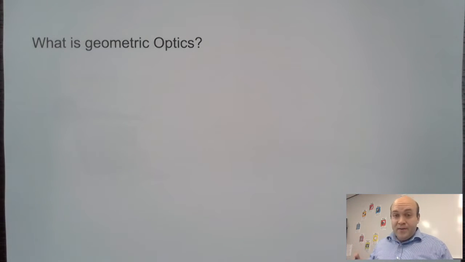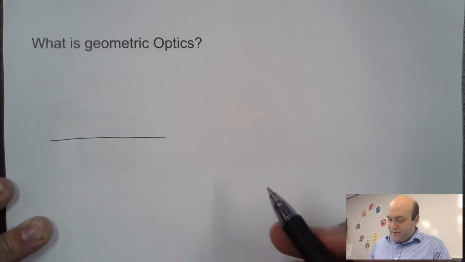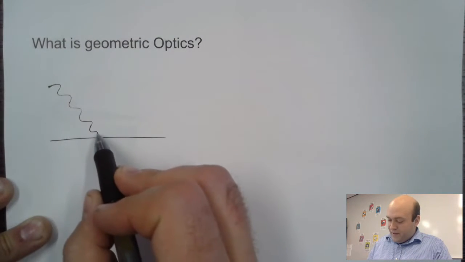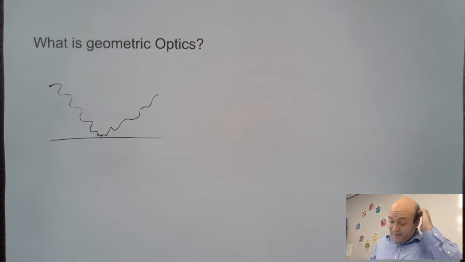For everything that we're going to talk about, we're going to think of light as a ray rather than a wave. So if we've got something here that the light's going to come in and hit, in actuality, we've got light coming in as a wave and then it bounces off as a wave. But that's hard to draw and hard to deal with.